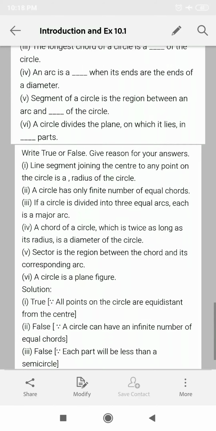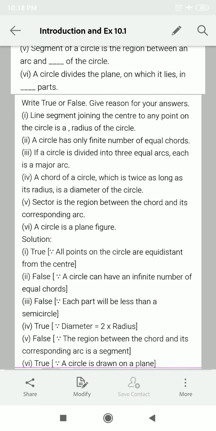So now we will have the second question, that is true or false. Give reasons for your answers. First is, a line segment joining the center to any point on the circle is a radius of the circle. So it's true, yes, we know that if we join the center to any point of the circle, it is a radius. Next point, a circle has only a finite number of equal chords. No, it's not true, it's false, because a circle can have an infinite number of equal chords. Like we have many diameters, similarly we have many chords as well.